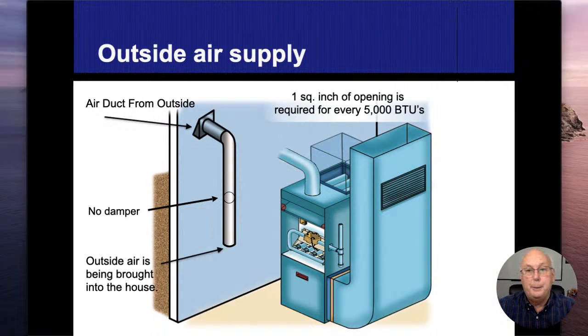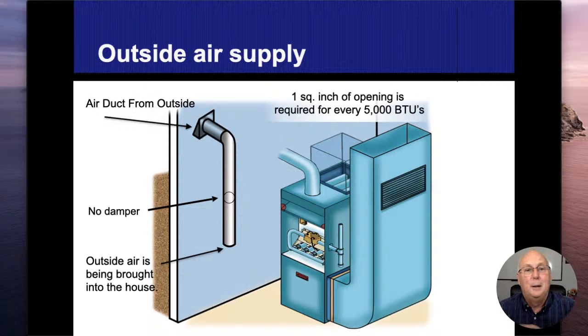Now, the previous slide was 1 square inch for every 1,000 BTUs, where in this case, it's going to be 1 square inch for every 5,000 BTUs. So at this point in time, out of 100,000, divide by 5, that's 20. So I need 20 square inches instead of 100 square inches to give me the same amount of air coming from the outside. Usually it's going to end up being like a 6-inch or 5-inch duct that comes out of there.